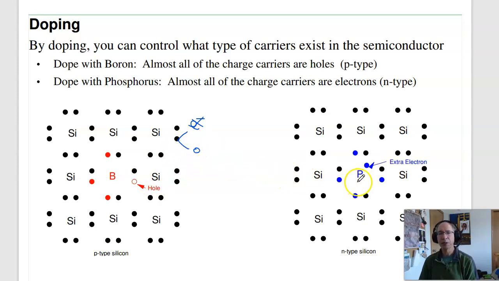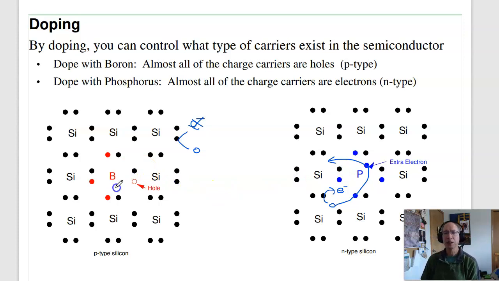Conversely, if I dope the material with phosphorus, phosphorus has 5 electrons in its outer shell. 4 of them fill the covalent bonds. That extra electron really has no place to go. It's electrically bound to the phosphorus due to charge, but it's not bound to any particular atom, so it's free to move throughout the crystal. It's free to carry current. In this case, if I have a thermal electron, so here's an electron and a hole, that hole quickly gets swallowed up by the extra electrons, and almost all the charge carriers are electrons.